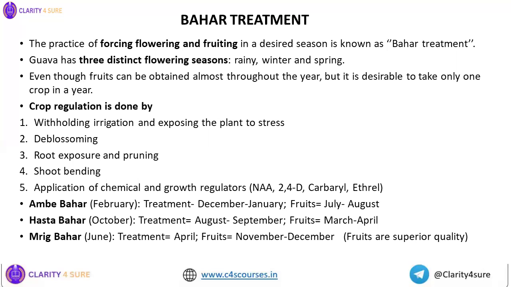Mrig Bahar is preferred. So for Mrig Bahar, the crop regulation treatment is done either by deblossoming, by withholding irrigation, by root exposure, by shoot bending, or by use of some growth regulators. The treatment would be done in the month of April. After that, the flowers would be borne on the plant in the month of June, which would ultimately result in fruits in the months of November, December. Okay.